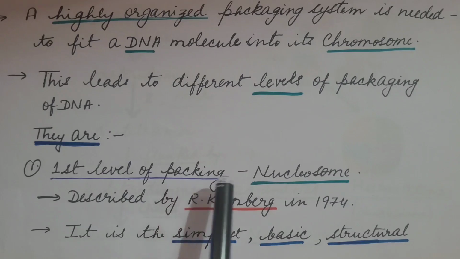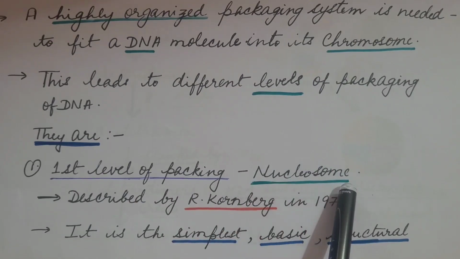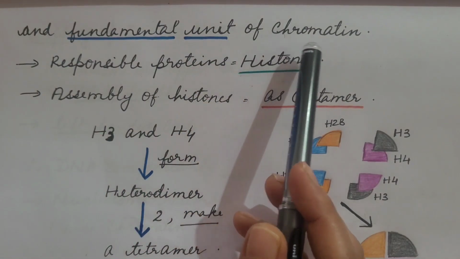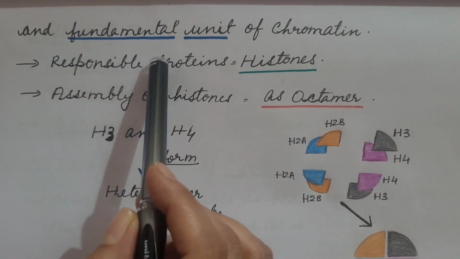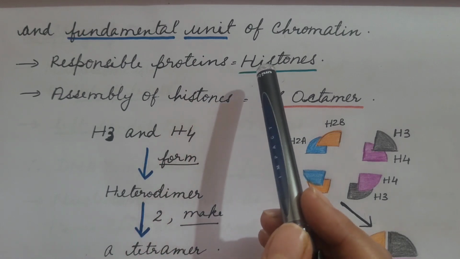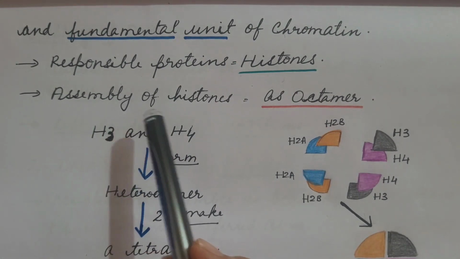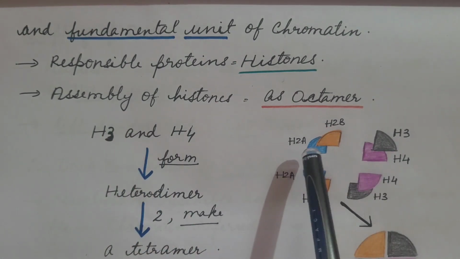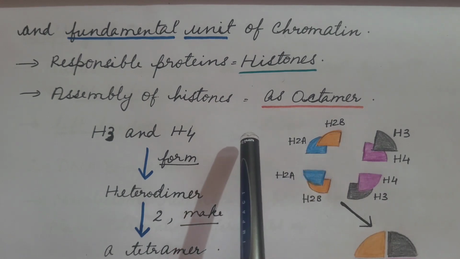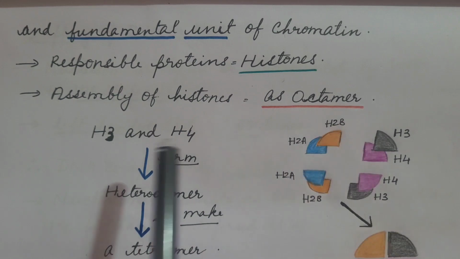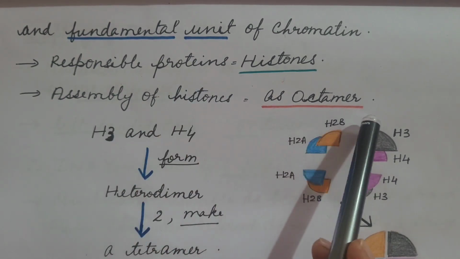First level of packaging, which results in the formation of nucleosome. Nucleosome was described by R. Kornberg in 1974. It is the simplest, basic, structural and fundamental unit of chromatin. Proteins that are responsible for this organization are histone proteins. Four different types of histone proteins, H3, H4, H2A and H2B, are involved in the formation of nucleosome, that is octamer. So the histones are assembled as octamer.